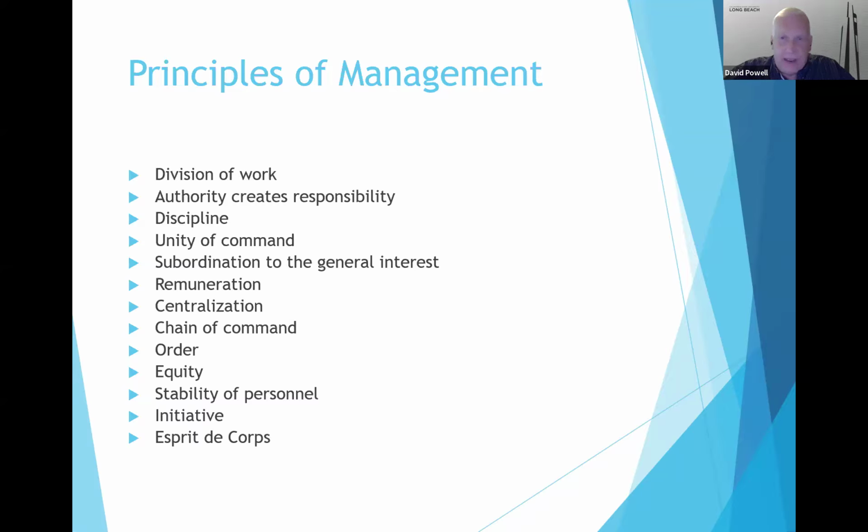Centralization, this is straight out of Max Weber and his ideal bureaucracy. Chain of command, straight out of Max Weber and ideal bureaucracy. A sense of order, ditto with Max Weber. Equity comes out of the fair application of rules and regulations and processes. And so that's where this focus on equity comes from.